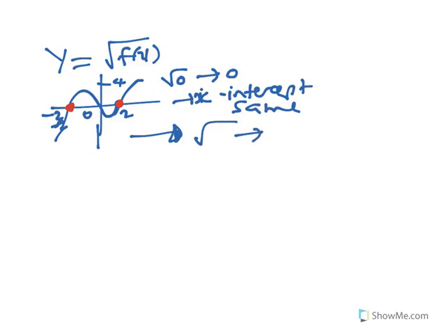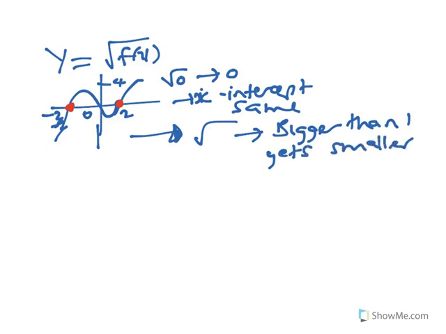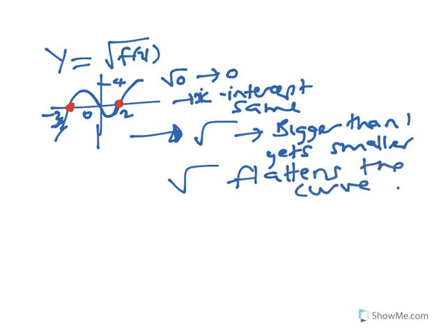Okay. What happens with the rest of the curve, if that's 4, is when you square root it, if it's actually bigger than 1, then it will get smaller. So the square root actually flattens the curve. Where have you heard that before? Okay, so it will flatten the curve. So it brings it down, because if you square root it, you bring it down.